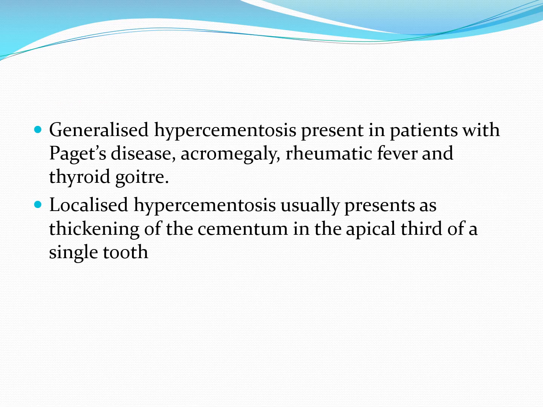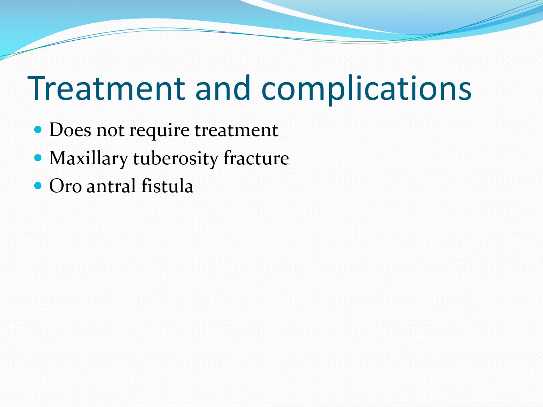This can also be classified as generalized hypercementosis and localized hypercementosis. In generalized hypercementosis, the patient presents with hypercementosis of almost all the teeth of the dentition, which is usually seen in conditions like Paget's disease, acromegaly, rheumatic fever, and thyroid goiter. In localized hypercementosis, there is usually thickening of cementum in the apical third of a single tooth. Both these conditions do not require any specific treatment, but you have to be very cautious while extracting these teeth because they may be associated with maxillary tuberosity fracture and oroantral fistula formation.